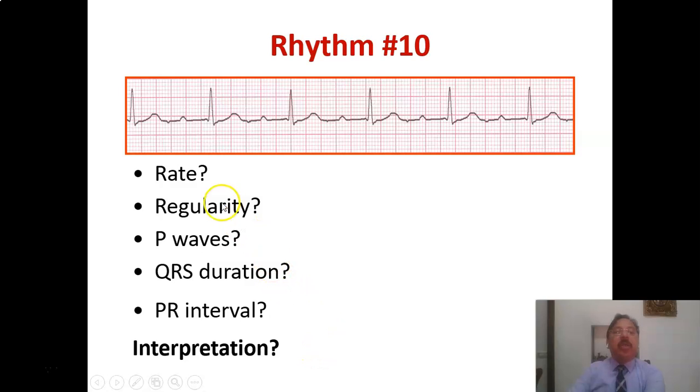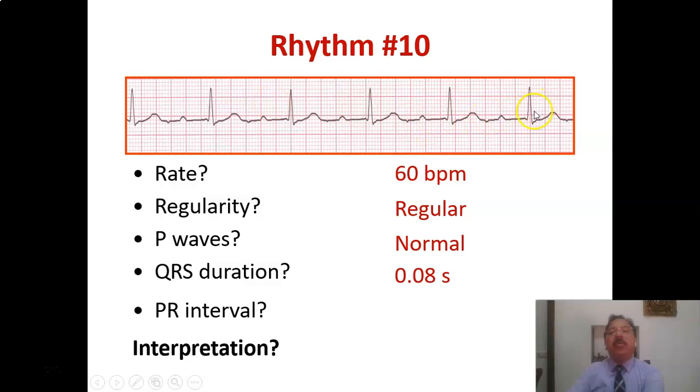Look at this one, the rate here. It's very important before calculating the rate, just give a look at the regularity. So this looks regular and it's 60 beats per minute. P waves, yes, seen throughout, and each P wave is followed by the QRS complex. QRS duration is narrow, so it means coming from the atria or at the AV junction, and it's 0.08 seconds.